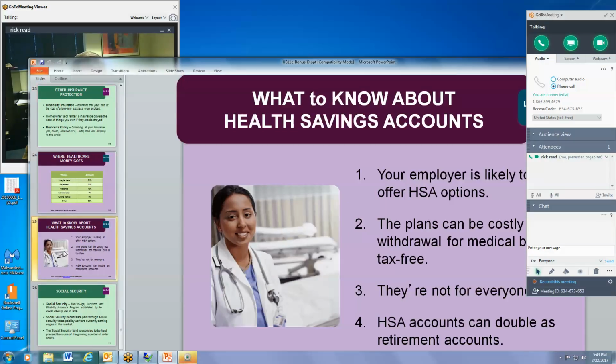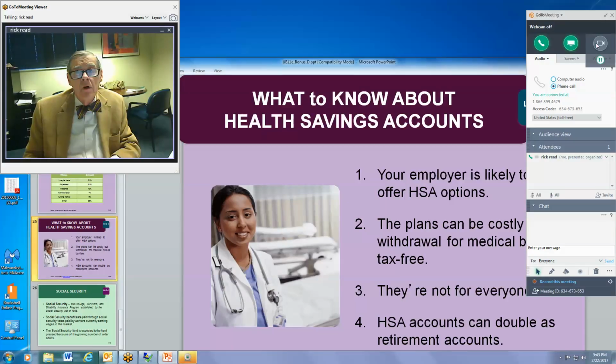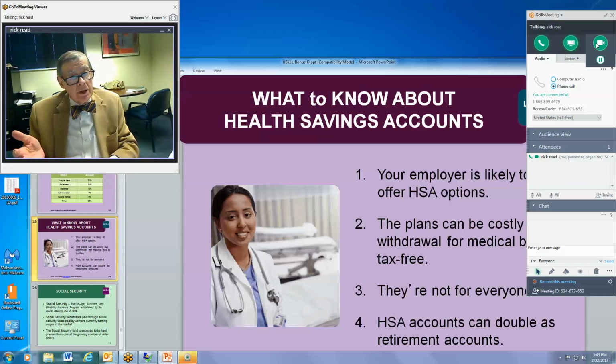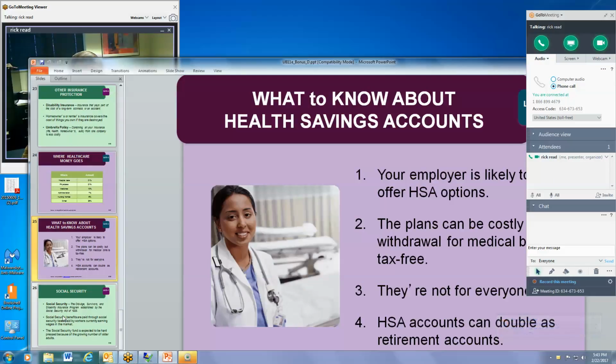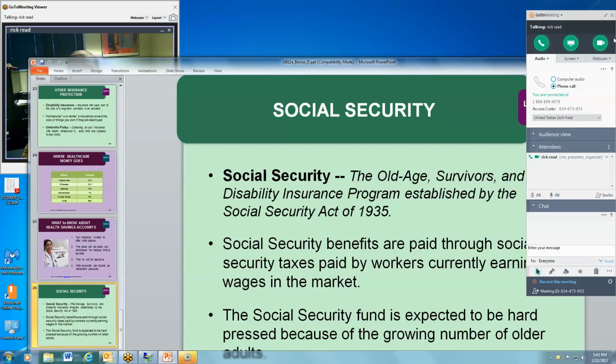Health savings accounts, those come through your employer. You need to check with them and see what kind of things they are. Remember that the plans can be costly, but you can withdraw for medical benefits as tax-free. Remember, they're not for everyone, and if they're set up, they're pre-tax dollars, so you can take that off your insurance.